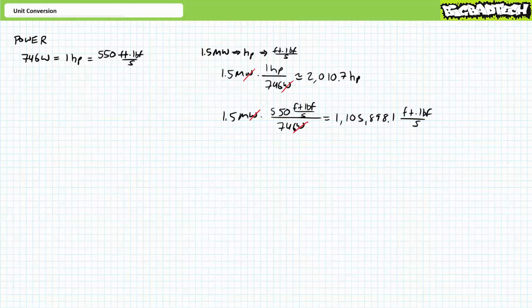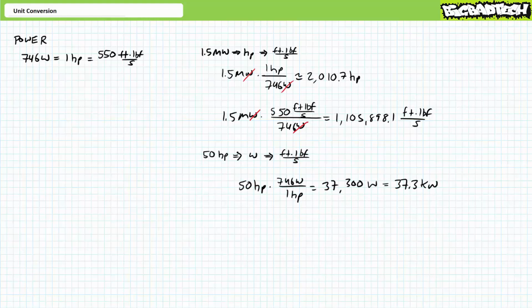We're next asked to convert 1.5 megawatts to an equivalent amount of foot-pounds force per second. Let's do a single-step conversion bypassing the horsepower intermediary. The unit we want, foot-pounds force per second, is on top. The unit we don't want, watts, is on the bottom. Units of watts cancel out. 1.5 megawatts times 550 foot-pounds force per second divided by 746 watts yields 1,105,898.1 foot-pounds force per second. Again, foot-pounds force per second do not use engineering prefixes, so you're stuck with this rather large ungainly number.